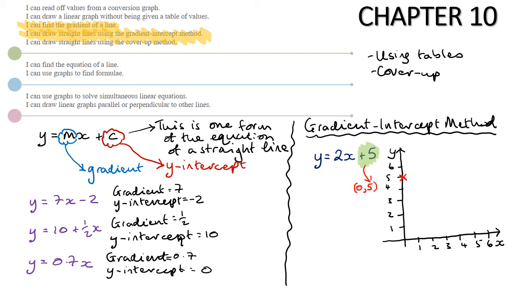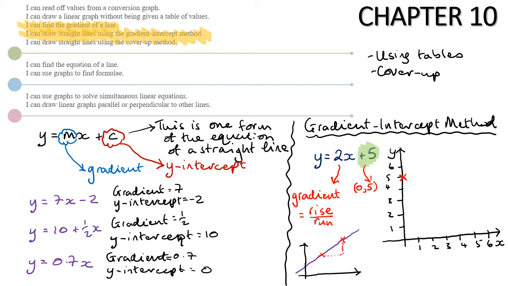To get the other point, I'm going to use the gradient. Now, what does the gradient mean? The way that we find the gradient is we do the rise divided by the run. What I mean is, if I have my straight line like this on a coordinate grid, there's another coordinate grid here, like this, and I want to work out the gradient, I pick 2 points that are whole numbers that are easy to read off.